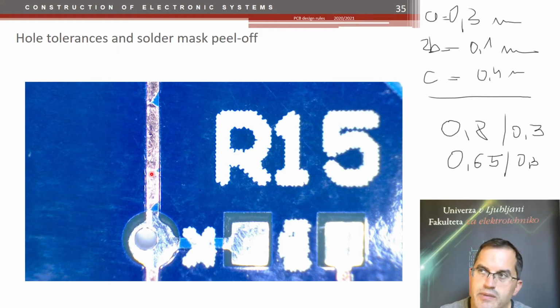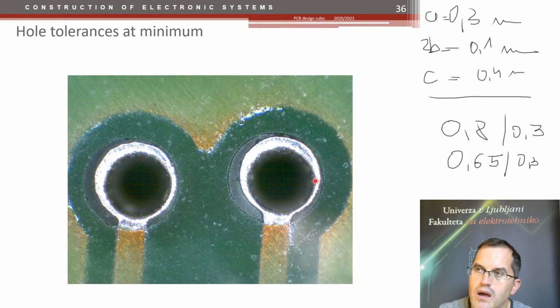And here you see the peeling of the solder mask. That happened, I don't know why. You see the hole tolerance at minimum. I don't know if this is 50 microns, it seems less. And we had some problems with that. We had a PCB that we sent to the producer, and this is the picture from that PCB. Some of these holes were not conductive anymore.